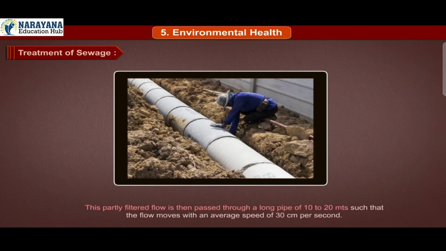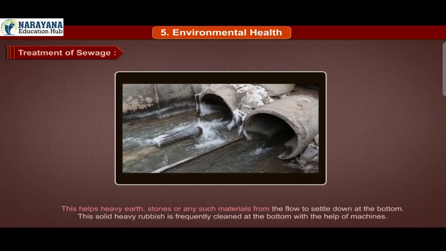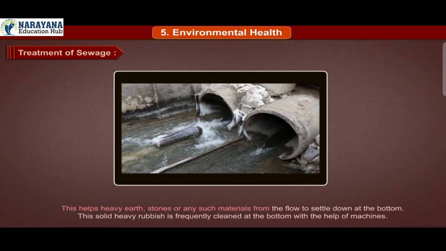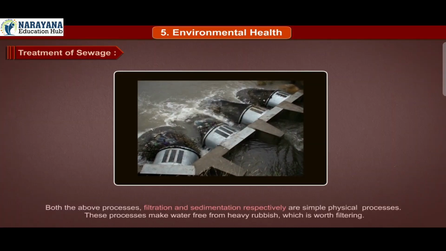This partly filtered flow is then passed through a long pipe of 10 to 20 meters such that the flow moves with an average speed of 30 cm per second. This helps heavy earth, stones or any such materials from the floor to settle down at the bottom. This solid heavy rubbish is frequently cleaned from the bottom with the help of machines. Both the above processes, filtration and sedimentation respectively, are simple physical processes. These processes make water free from heavy rubbish, which is worth filtering.